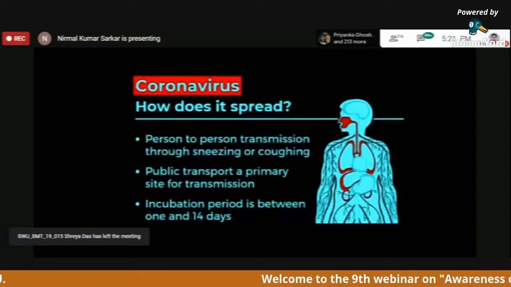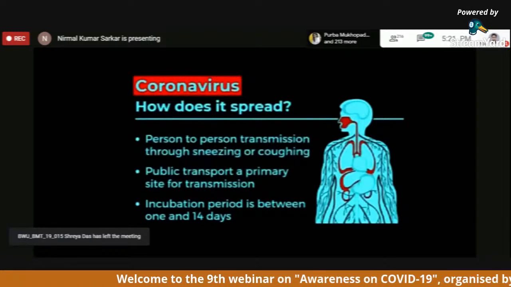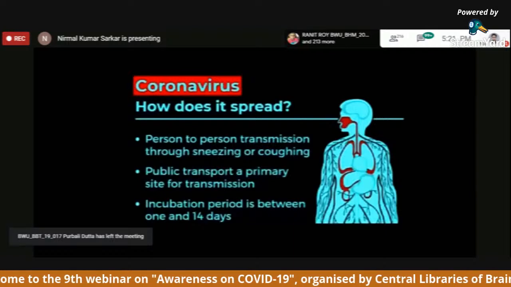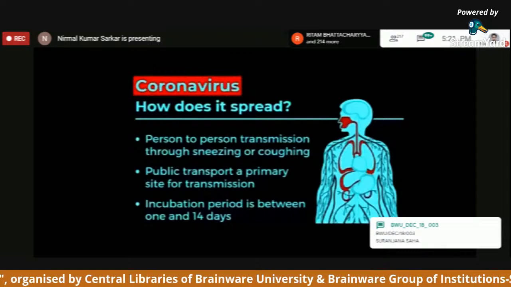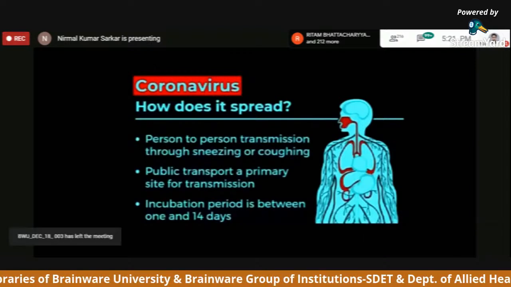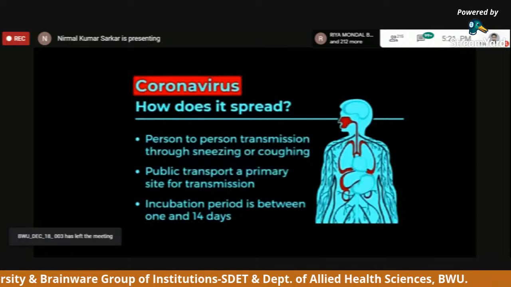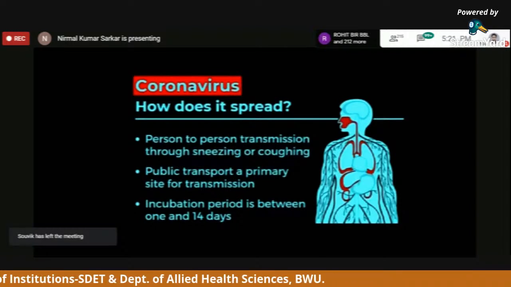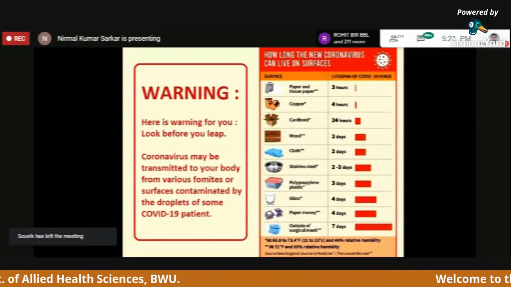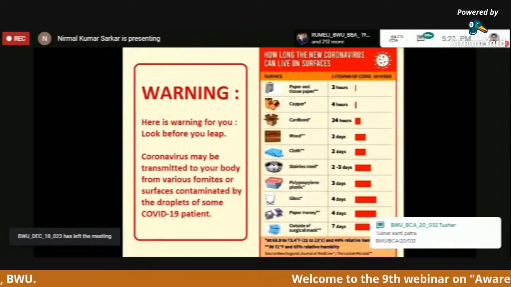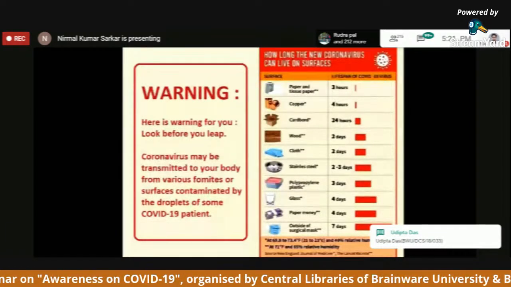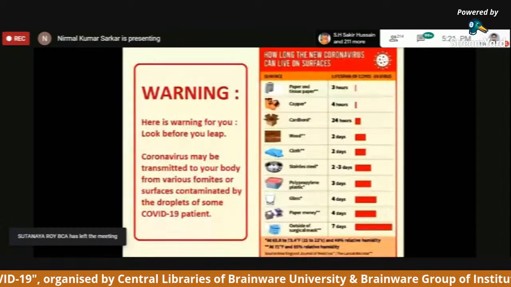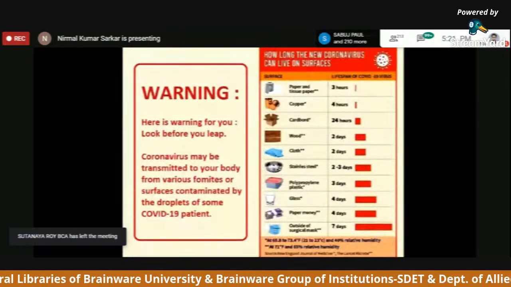Remember, the incubation period of COVID-19 coronavirus ranges from 1 to 14 days. Therefore, one may acquire the infection even from an apparently asymptomatic but actually infected person. Moreover, everyone should remain careful while coming in contact with various fomites or surfaces contaminated by the droplets of people infected with novel coronavirus.